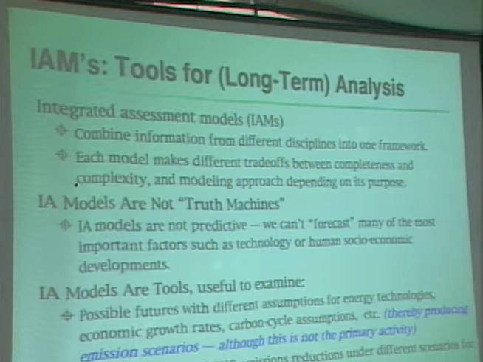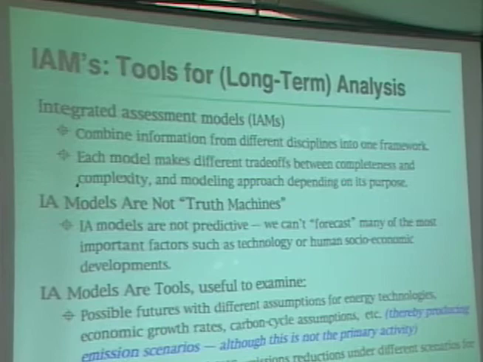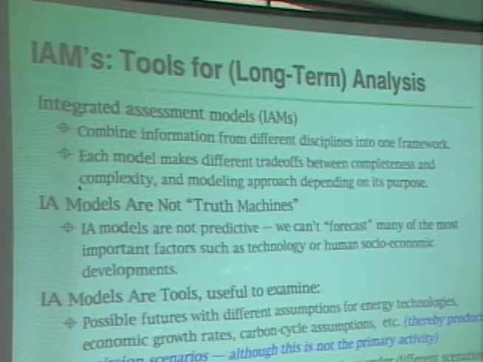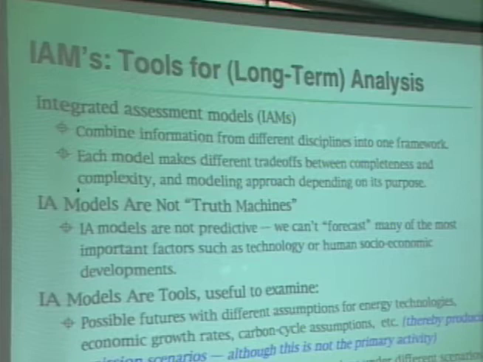Each model makes different trade-offs between completeness and complexity and modeling approaches, depending on the purpose. So we have quite a heterogeneity of different types of models. And I'll show a slide on that. But that's very different, too, because all the Earth system models are essentially doing the same thing. The ways that you're doing it differently are relatively modest compared to some of the differences here.